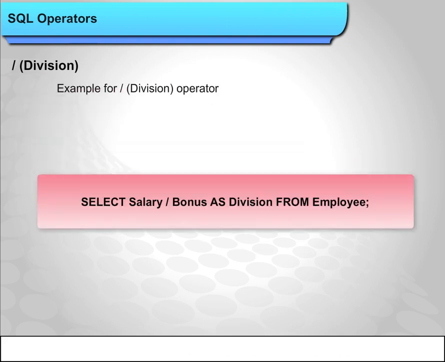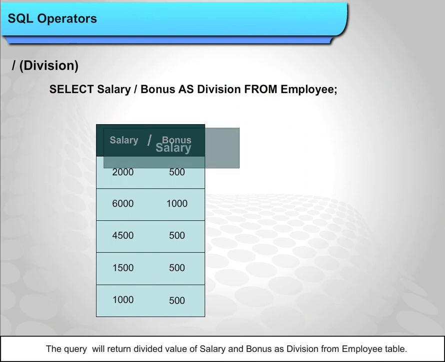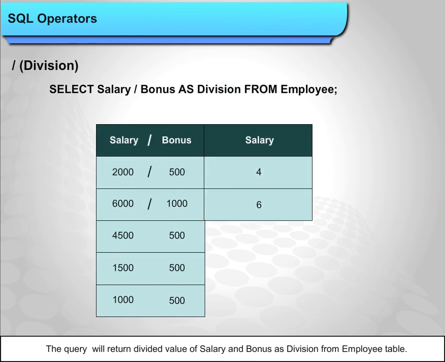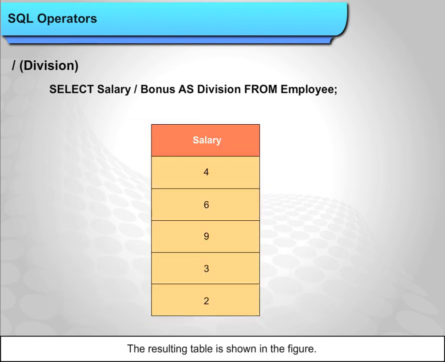Example for division operator: select salary by bonus as division from employee. The query will return divided value of salary and bonus as division from employee table. The resulting table is shown in the figure.